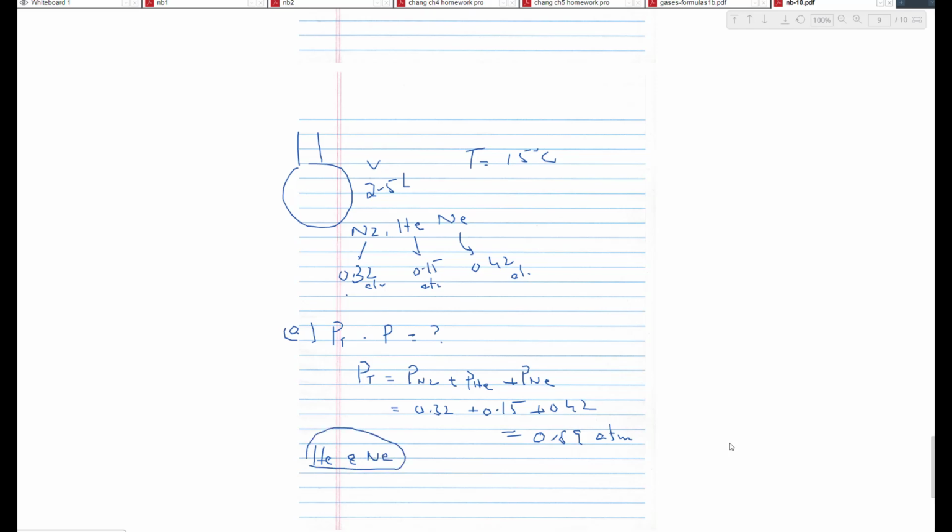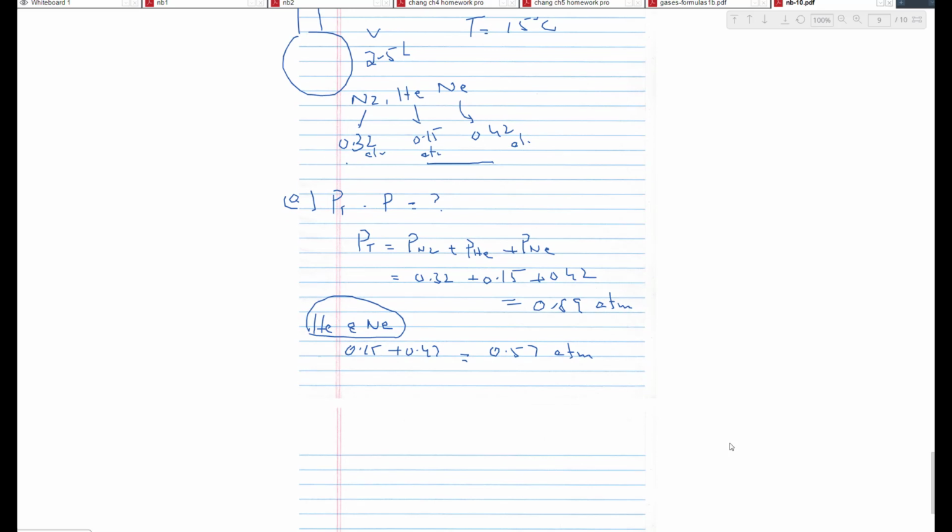We could do the general gas equation. But what is the total pressure of helium and neon together? Hold on a minute, we're removing N2. So 0.42 plus 0.15 is 0.57. And that would be the new total pressure, the pressure due to helium and neon, right? We already know the temperature and pressure at that condition. We are going to use the general gas equation, together with these gases.